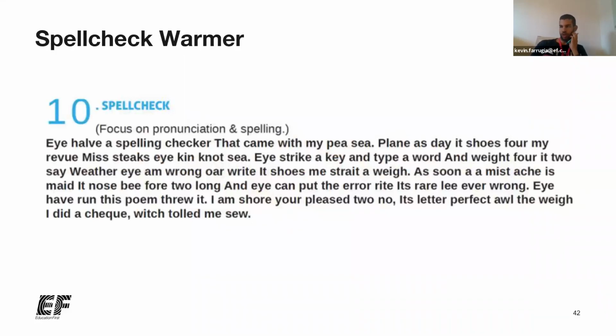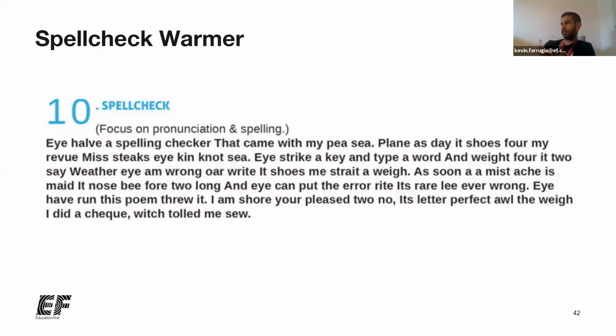Spell check warmer. This specific text is usually done with higher levels. But again, you can adapt it, you can make it simpler for lower level ones. So I tell my class, imagine that yesterday I bought a computer. It's a great computer, it works well, but there is one big problem with it. The spell checker doesn't work. So yesterday I was typing out this text and the spell checker wouldn't work. So I'm relying on my class to help me out with spell checking this text.